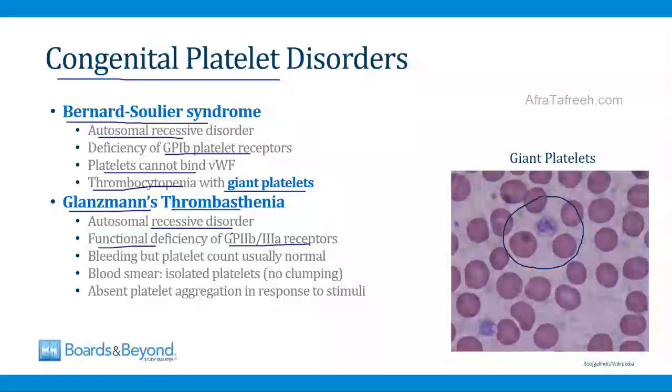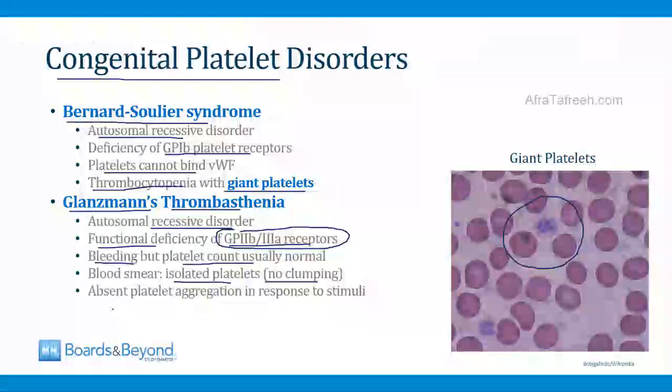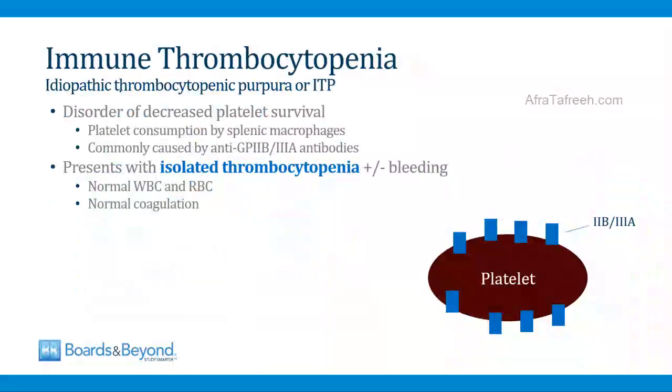And so as we discussed earlier, you need this receptor for platelets to bind to von Willebrand factor and fibrinogen to form blood clots. So these children have platelet-type bleeding, but their platelet count is usually normal, and the classic finding on a peripheral blood smear is isolated platelets with no clumping because the platelets are unable to clump together. You can also stimulate the platelets to try and make them aggregate together, but there will be absent platelet aggregation in Glanzmann's thrombasthenia.